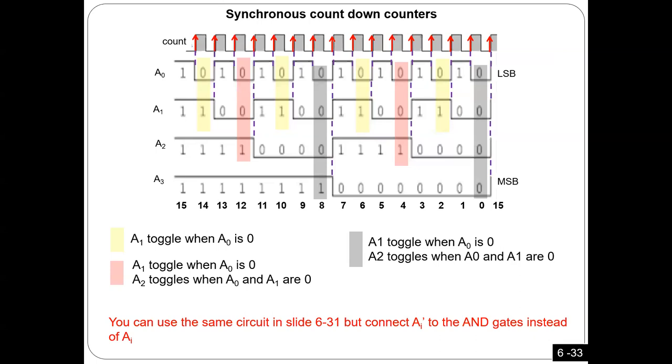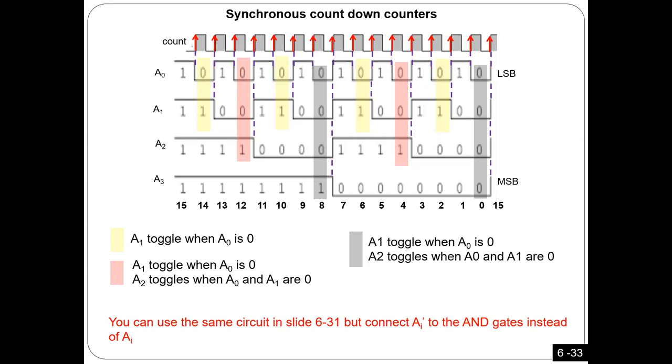So if you look at the timing, this is counting down. I'm going to start from 15. After 15, it has to be 14, 13, 12, until 0. And then after 0 it has to come to 15 again. This is by definition what counting down is. Is that okay? So if this is counting down, this should be the timing diagram, which looks like that.